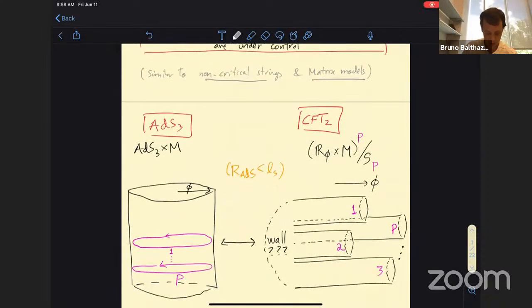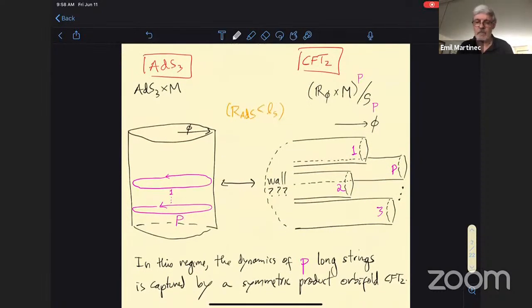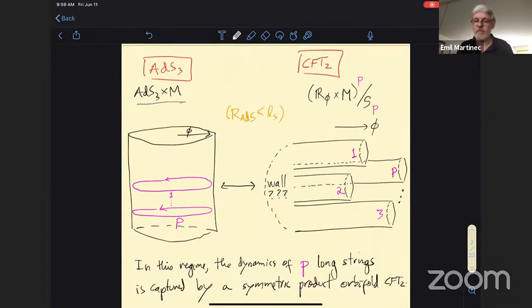Let me just flash a picture here of where we're going. On the AdS3 side, we have AdS3 times some manifold M, and then we place P long strings in this background that are wrapping near the boundary of AdS3. The dual of the system, we're going to see, is a two-dimensional CFT of the form of a symmetric product orbifold, where the block of this symmetric product orbifold is of the form R_phi cross M. So it's like the radial direction times M.